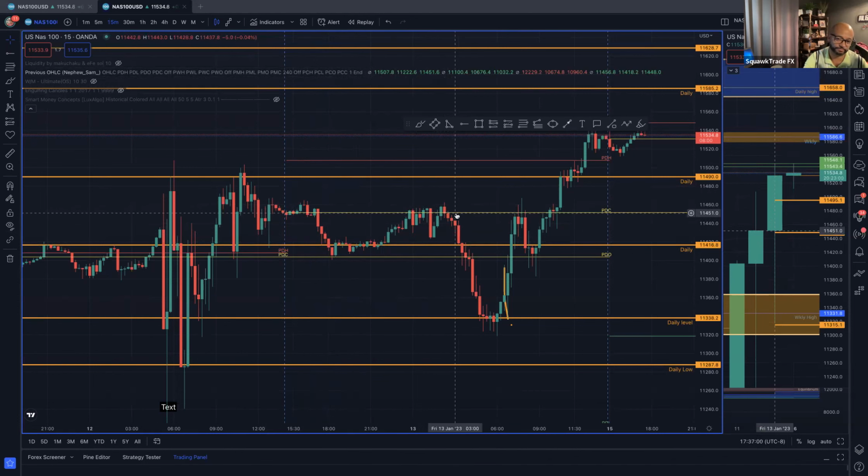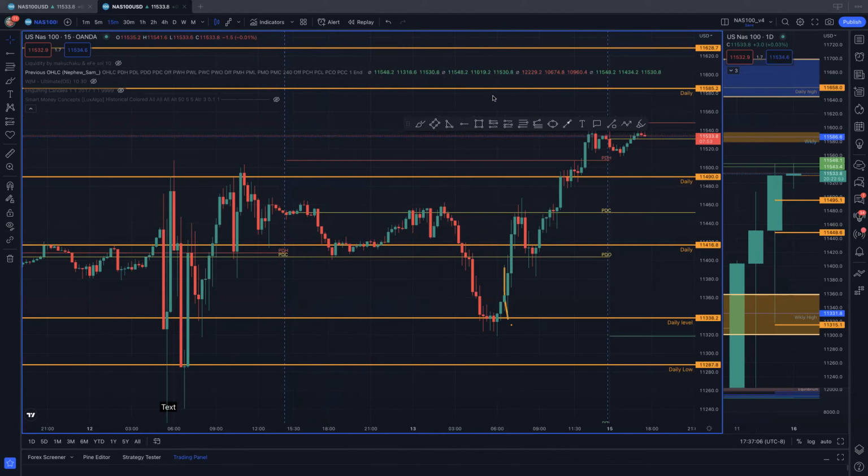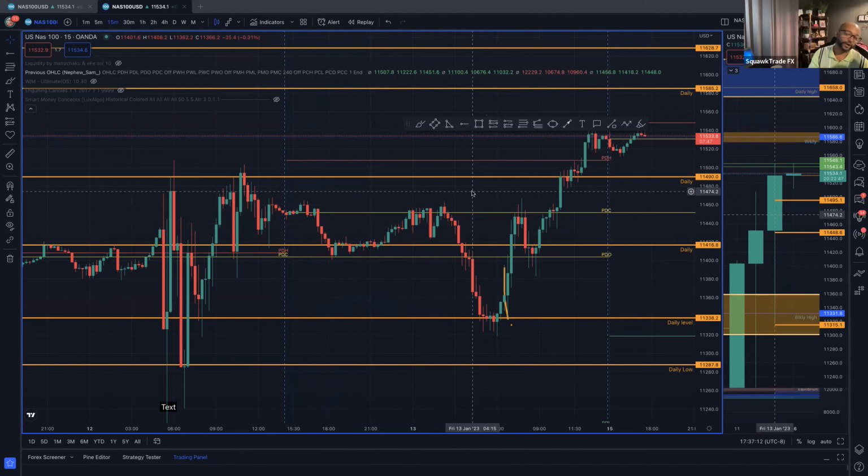The one thing I was wondering, so, it hits your zones. Are you looking for it to reject off the zones? And if it doesn't reject, you don't take the trade, or do you take the other side of it? Good, very, very good question.